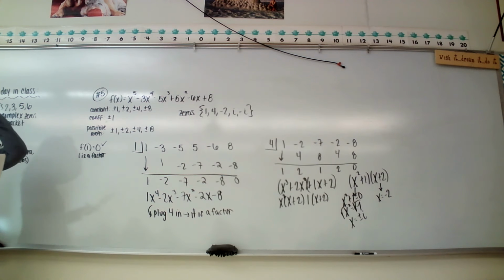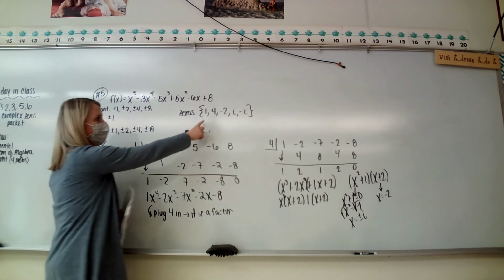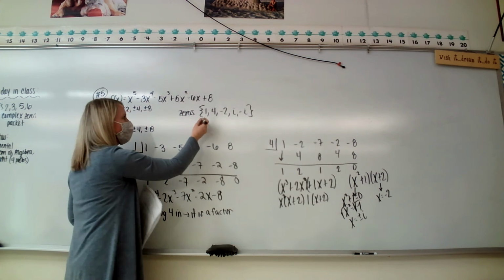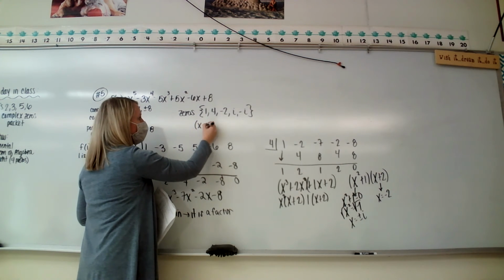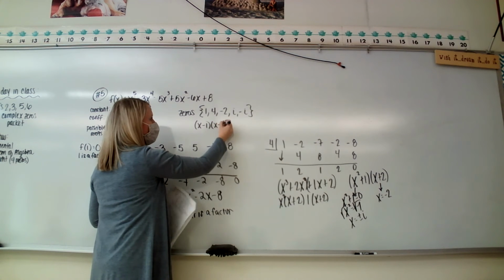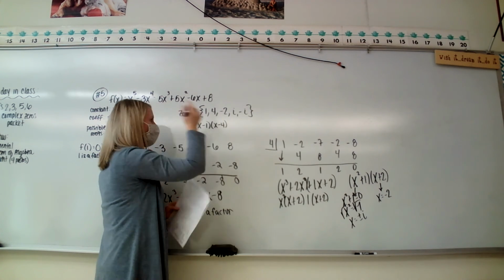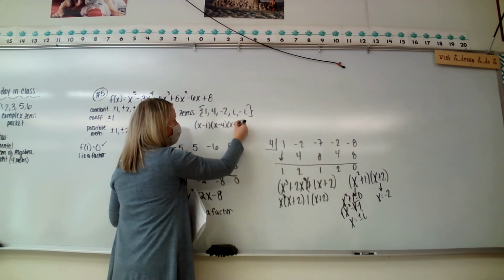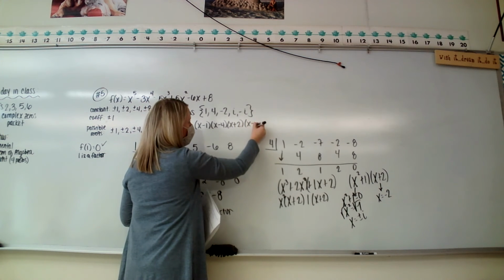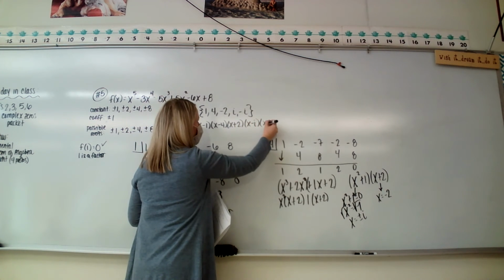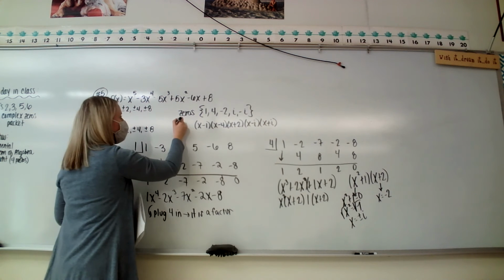And then it says also factor. So in factor form, I just base it off these zeros. It would be x minus 1, x minus 4, x plus 2, x minus i, x plus i. Okay.